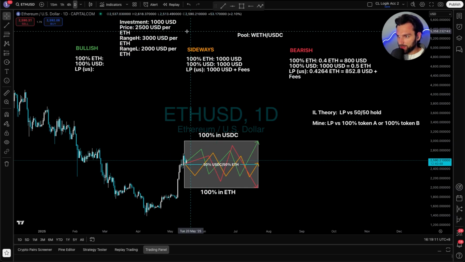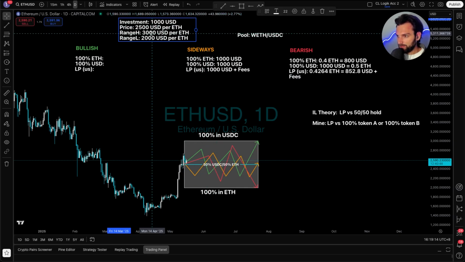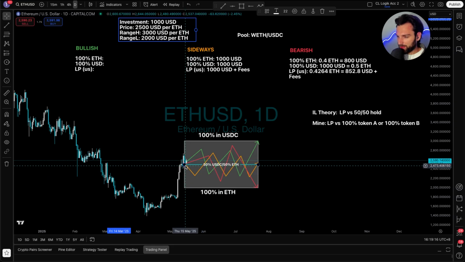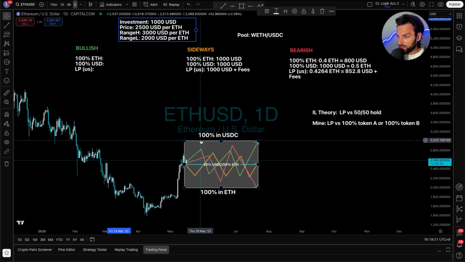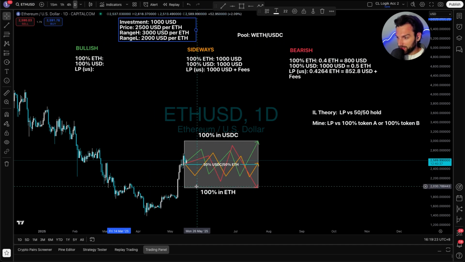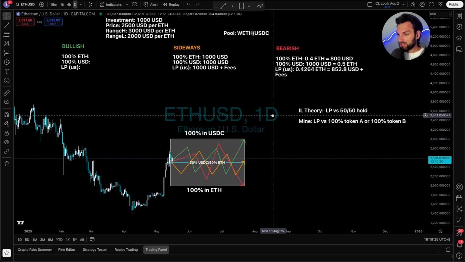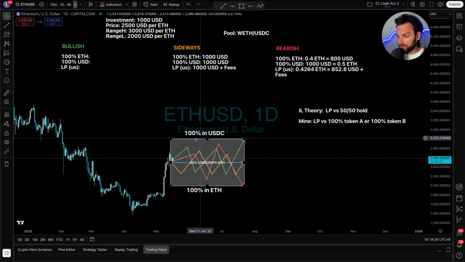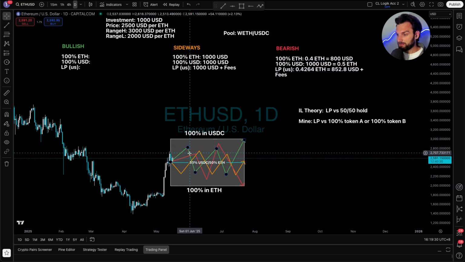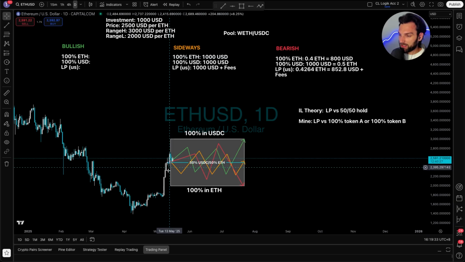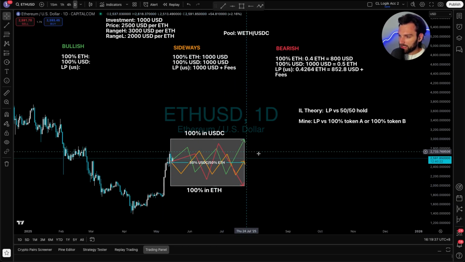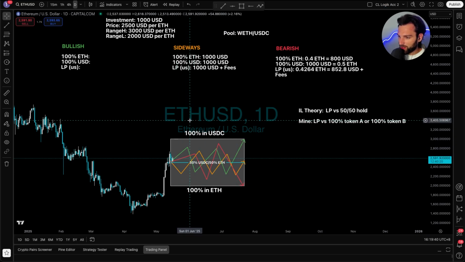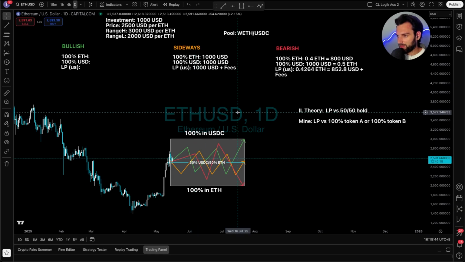The investment that we'll do is 1,000 USD. The price of entry will be $2,500 per ETH. The range high will be $3,000 per ETH, and the range low will be $2,000 per ETH. As you've seen, I really like to draw out my liquidity pools on the TradingView chart. It makes for a good visual and I can follow along. So as long as price stays in my little box here, I am generating fees, right? Once it goes out and it's out of range, the liquidity pool does not generate any fees anymore.